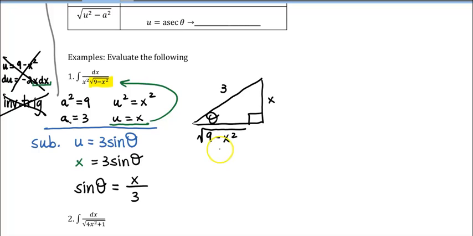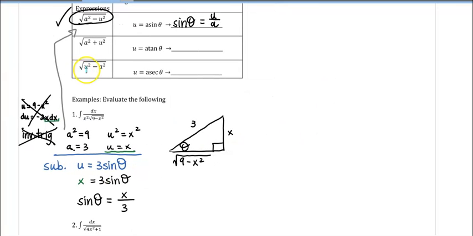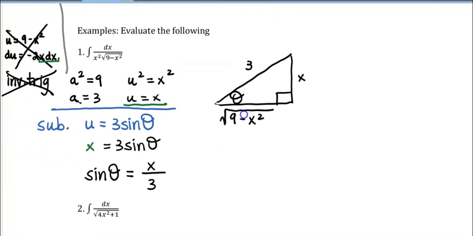That's from a simple Pythagorean theorem. It is not a coincidence that this 9 minus x squared is also matching that 9 minus x squared. It's the whole purpose of this table. This table tells you, if you see this expression, use this substitution, so that now when we actually start substituting into our integral, things will work out.